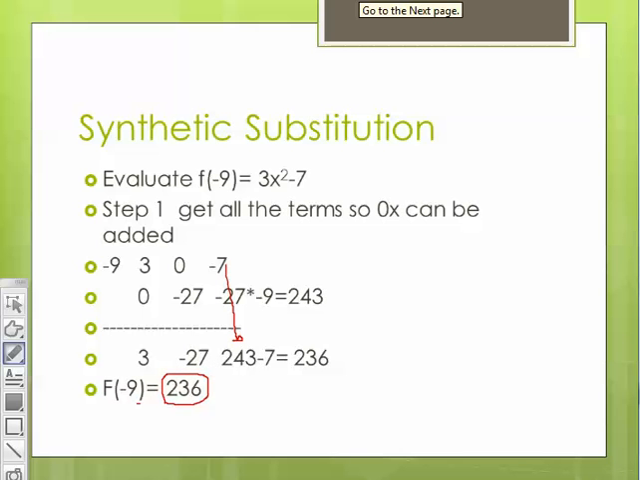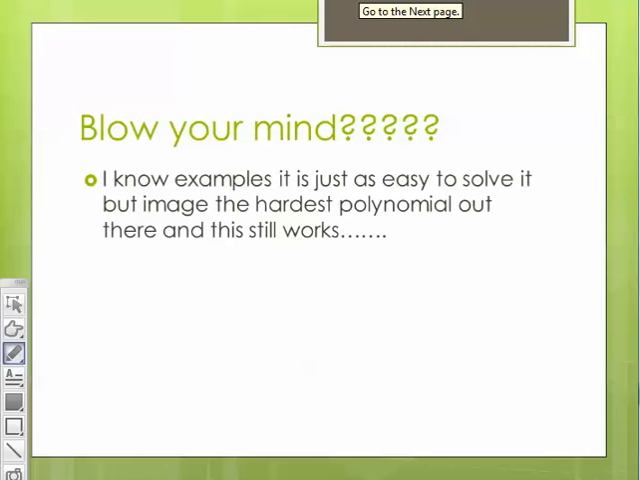The first time I saw this when I was in high school, it just blew my mind. I'm going, you mean it's that simple to do these things? Yep, that simple. You can do this type of synthetic substitution at any level of any type of polynomial. I know the examples are contrived, and when you sit down and do them, it's easy enough just to key the number into the calculator and get that answer. But imagine the hardest polynomial you can think about, the hardest one out there, and this still works.